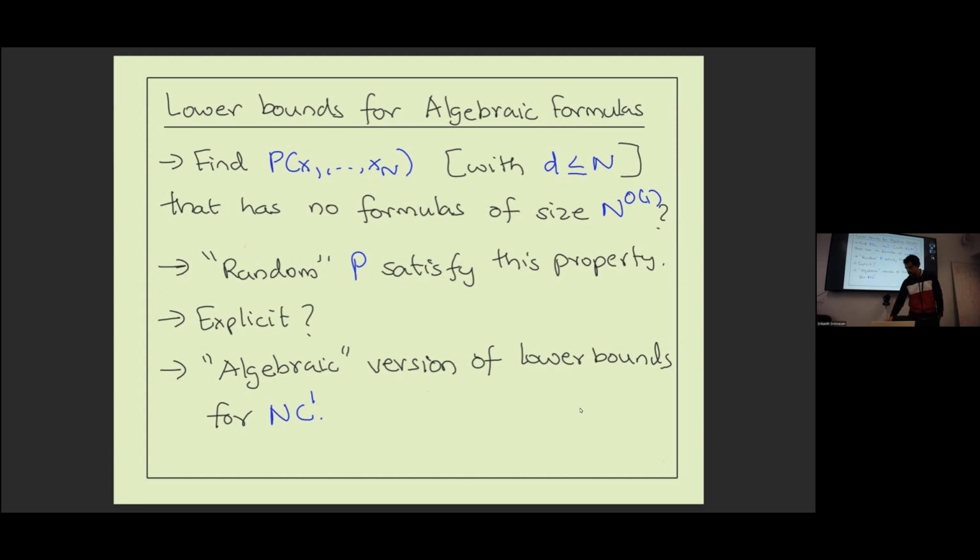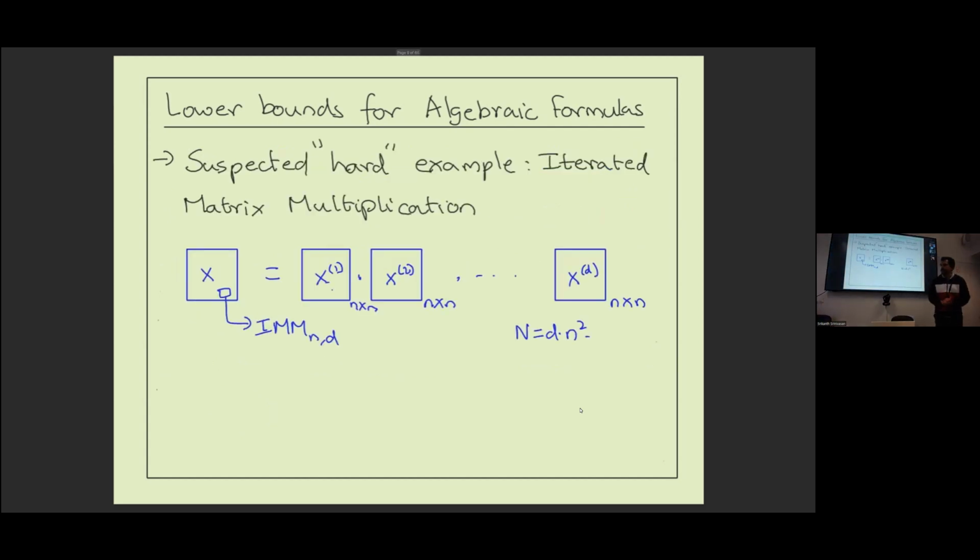Okay, all right. So that's the setup, and this is the question. You want to find polynomials that have no small formulas. With this complexity-theoretic insight that it's connected to NC1, we can actually formulate reasonable candidates for such polynomials. And one such reasonable candidate is the star of the show in the result that we're going to be seeing. This is called the iterated matrix multiplication.